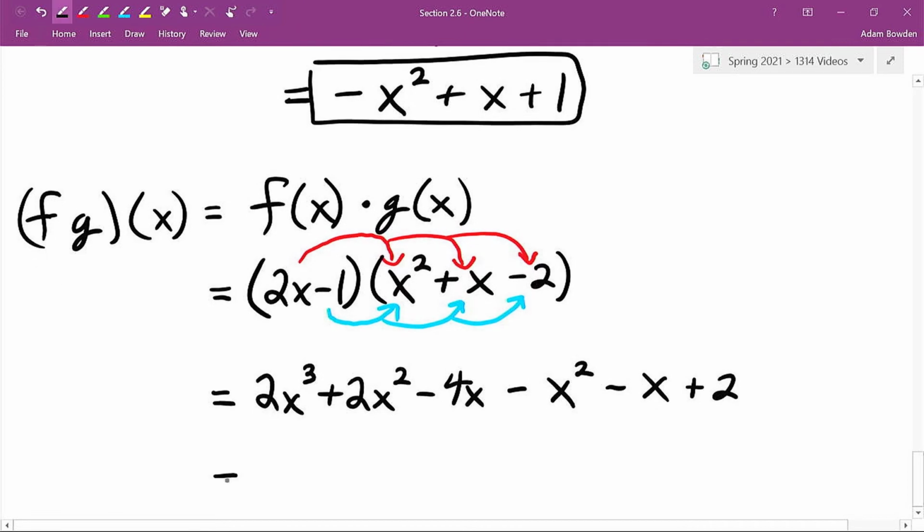So combining the like terms, we have a 2x to the third. We have a 2x squared and a minus x squared, which would go together to just be x squared. Negative 4x and negative x would go together to negative 5x, and then plus 2 at the end.